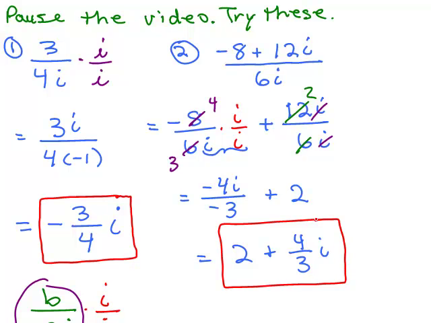So in this video, we just worked with dividing complex numbers where we only had one term in the denominator. So it was usually 4i, 2i, etc. In other words, it was a pure imaginary number in the denominator, and the trick is you can multiply the numerator and denominator by i.